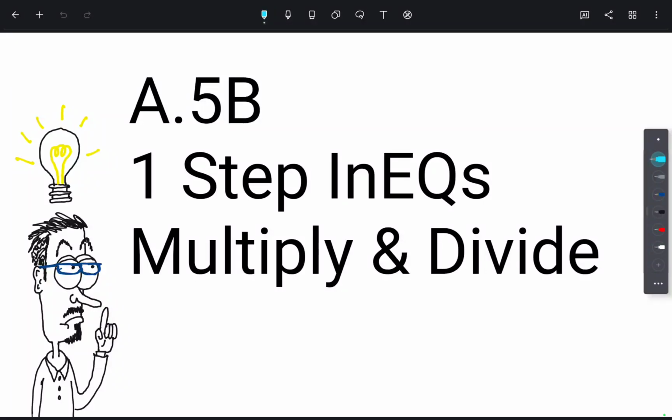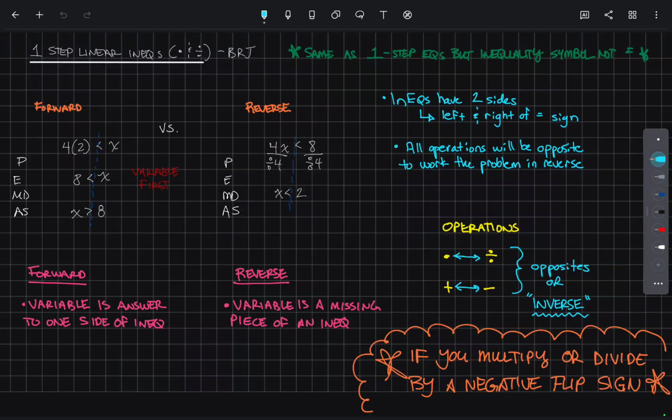One-step inequalities, multiplying and dividing. There's a reason why these two things have been split up into adding and subtracting, and then multiplying and dividing. Whenever we were talking about equations, they didn't need to be separated, although we did talk about inverse operations for adding and subtracting and inverse operations for multiplying and dividing. Those can all be clumped together, and that's how this map right here was created.